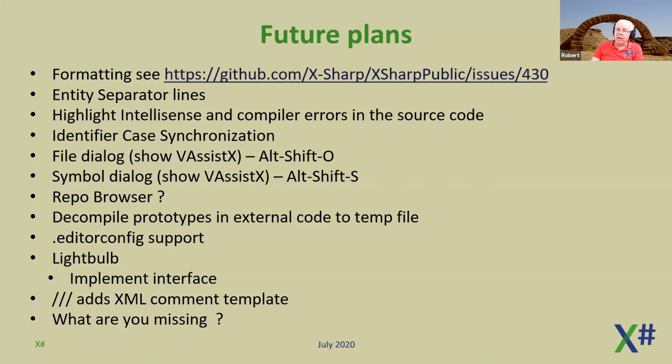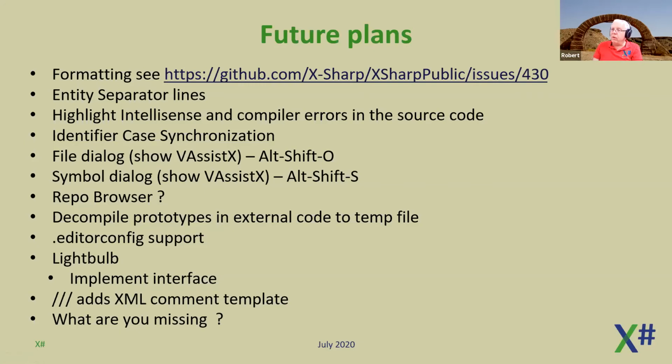Another thing we have on the list is highlighting Intellisense compile errors in the source code with a curly under the location where it's found. Identifier case synchronization, which is to make sure that all the identifiers have the same casing in the same file.